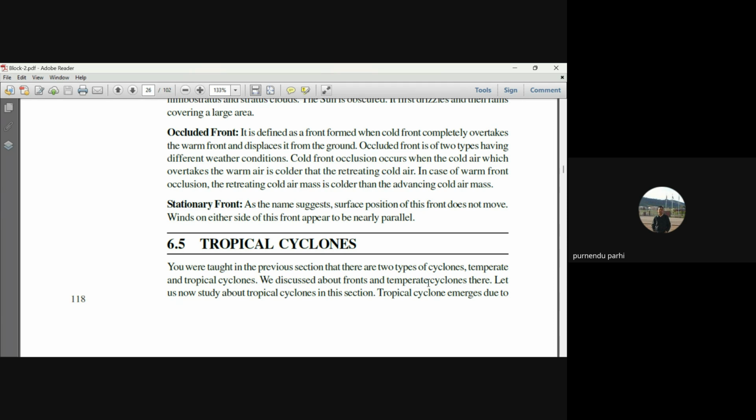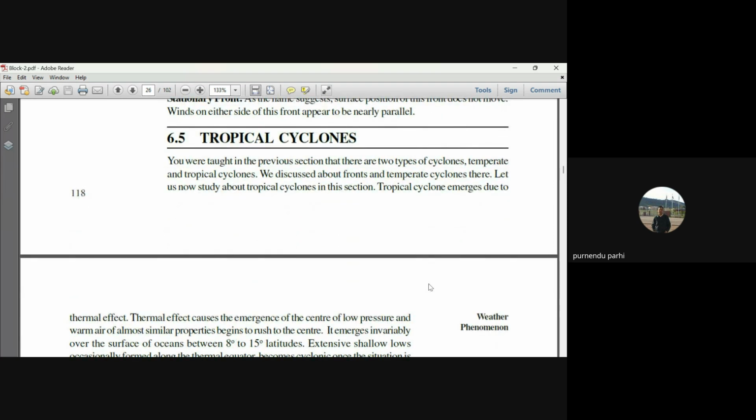Then the tropical cyclone. You were taught in the previous section that there are two types of cyclone, temperate cyclone and tropical cyclone. We discussed the front and temperate cyclone there. Let us now study the tropical cyclone in this section.